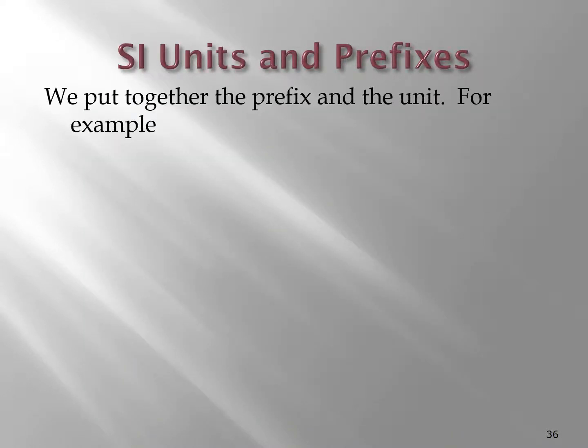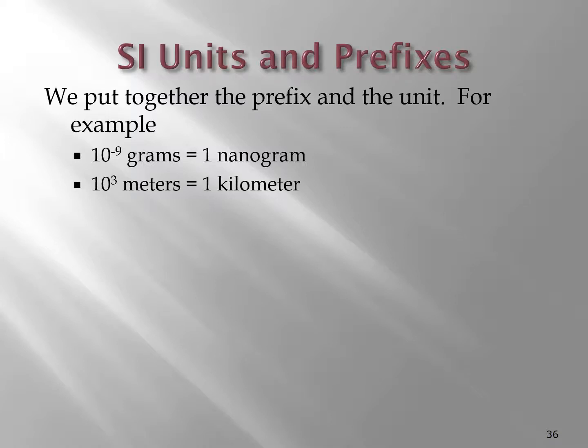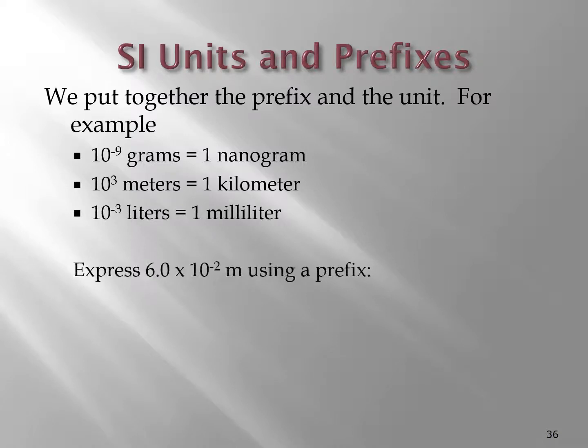So we put the prefix and the unit together. 10 to the minus 9 grams is the same as a nanogram. 10 to the 3rd meters is a kilometer. 10 to the minus 3 liters is a milliliter. How would we express 6.0 times 10 to the minus 2 meters using the prefix? Well, 10 to the minus 2 is centi, so this would be the same as 6 centimeters.